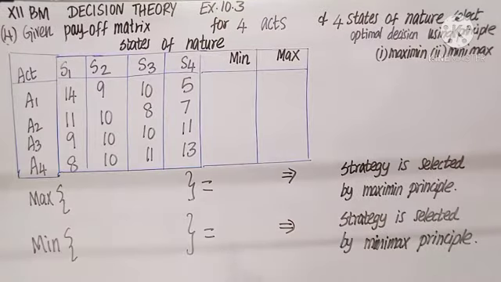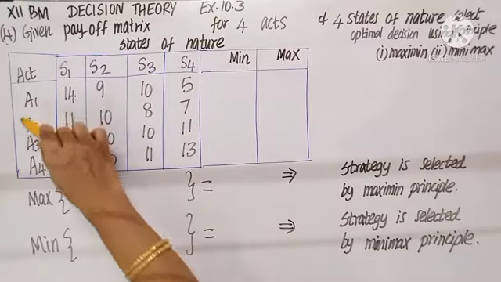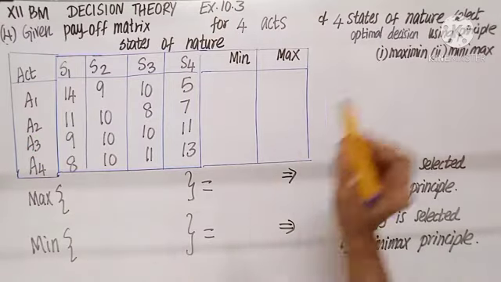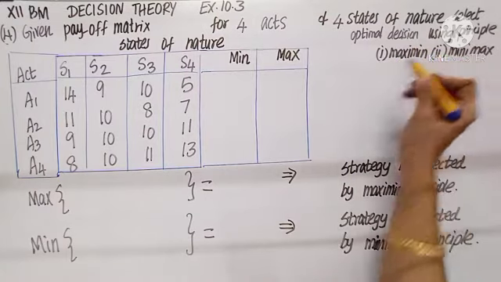Question number 4. Given payoff matrix for 4 acts and 4 states of nature, select the optimal decision using maximin and minimax principles. S1, S2, S3, S4 are the states of nature, and A1, A2, A3, A4 are the 4 acts. First principle, maximin. Find the minimum.